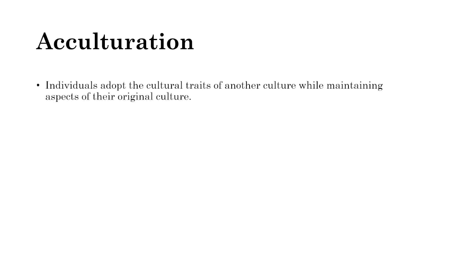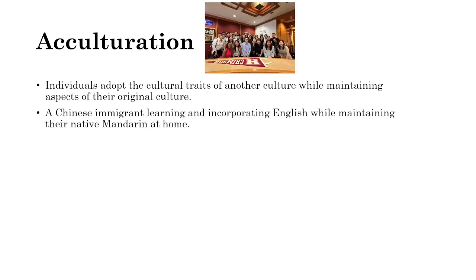So this should be a pretty easy part of the unit. So acculturation, our first term. This is when individuals adopt cultural traits of another culture. However, they still maintain aspects of their original culture. So they're just practicing different cultures at the same time, one of them being their original culture. So here's an example. A Chinese immigrant learns English, but they also speak Mandarin.